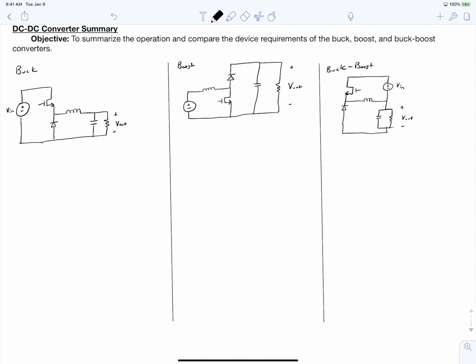Your notes should look like the following. If any of this is surprising to you, I suggest that you go back and review the previous video lectures and assigned reading for the buck, boost, and buck-boost converter.